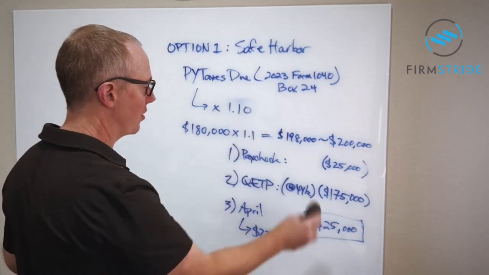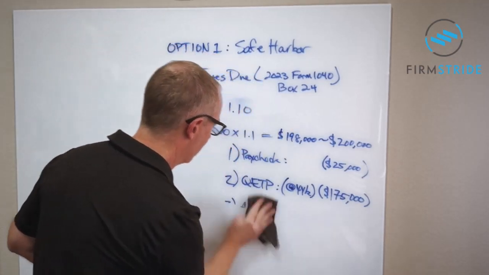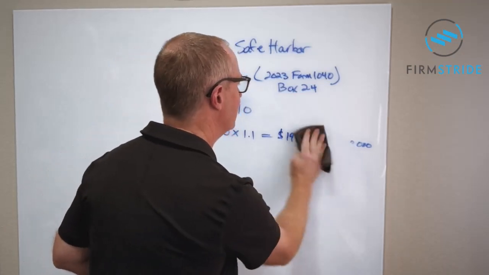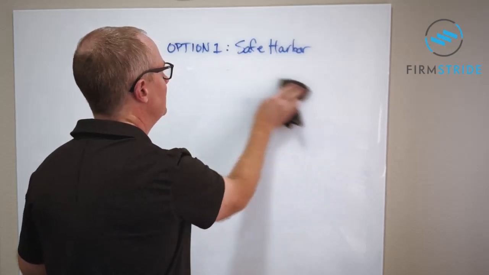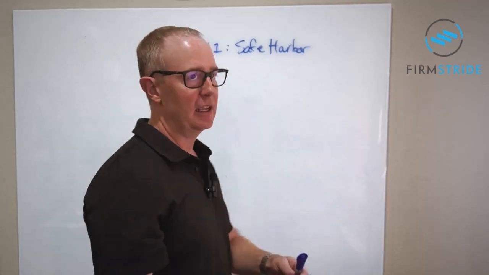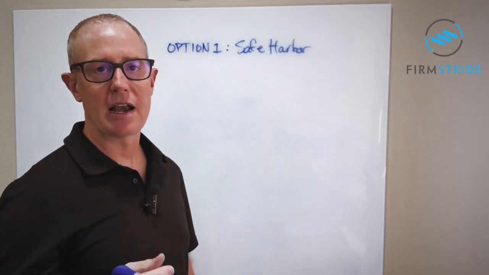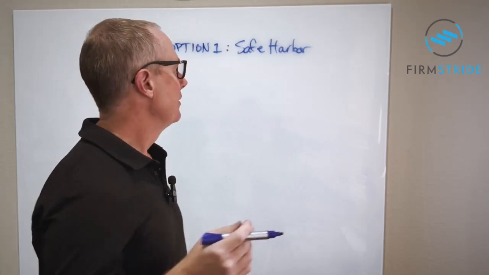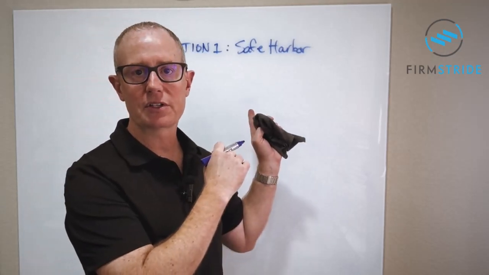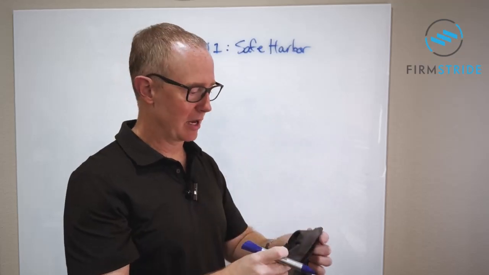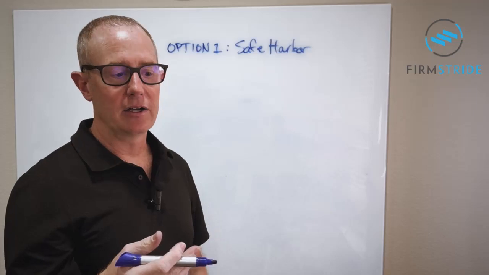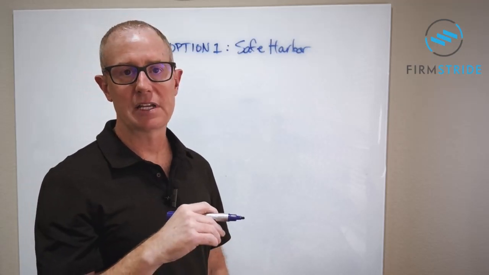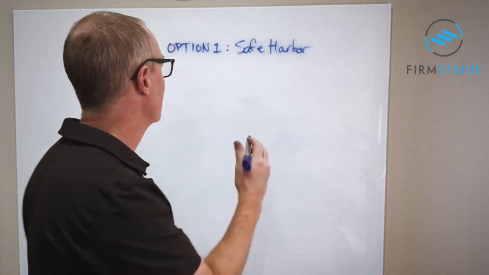So now you understand the safe harbor method and how it works. Let's look at a second option, which takes a little bit more work, but is definitely worthwhile. Now, if you are a client of FirmStride and you're with a coach, then they'll work with you and do this calculation with you to make sure it's right. If you want to learn about how to do it on your own, you can go to the Introduction to Tax course, and it explains this in more detail.